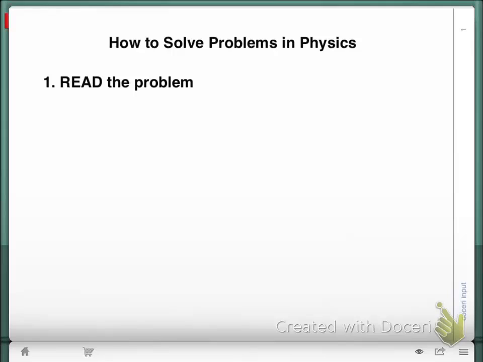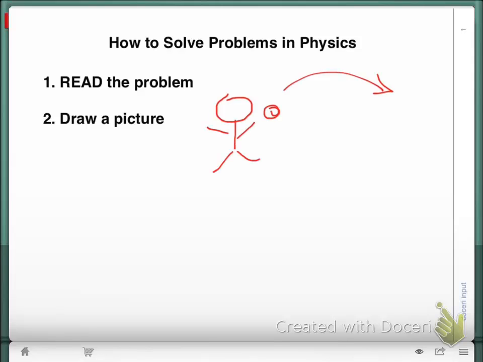This short video gives instructions on how to solve physics word problems. The first step is to read the problem. When you read the problem, you make sure you understand what it's talking about. The second step is to draw a picture. This picture can help you understand the problem.